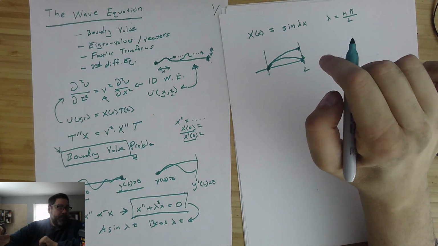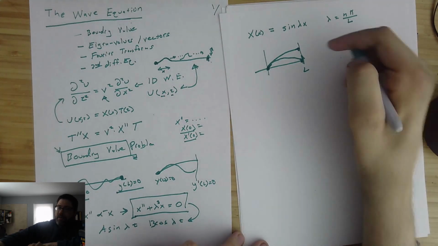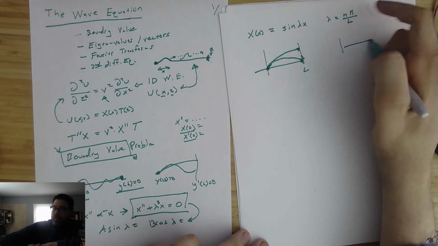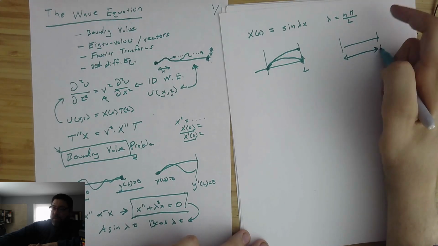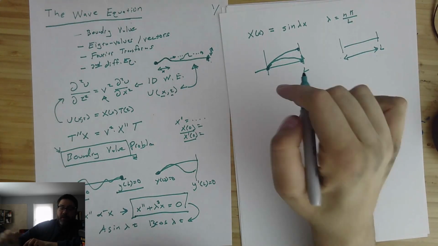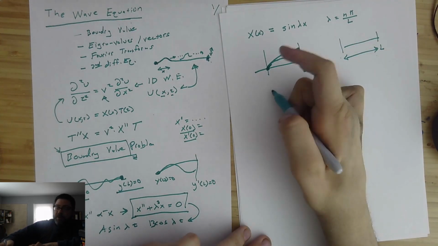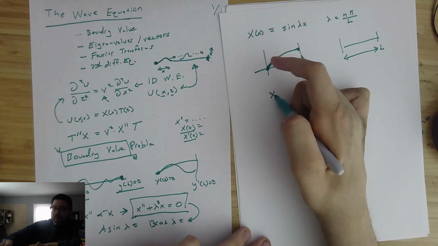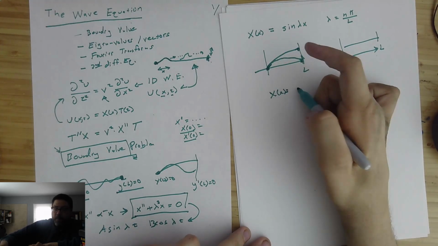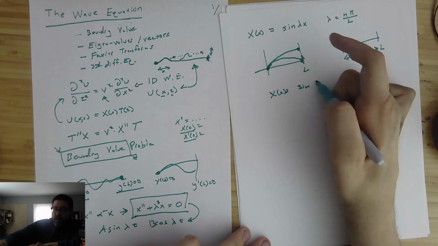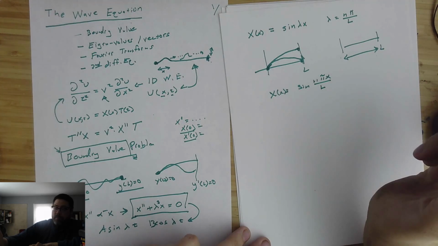All right? So, for our given case, for our string, and now let's get back to the actual thing that we wanted to solve. Remember, we have a string of length L. We already worked out the boundary value problem. So we know the spatial part. The spatial part, namely X of x, is going to equal the sine of n pi x over L. All right?